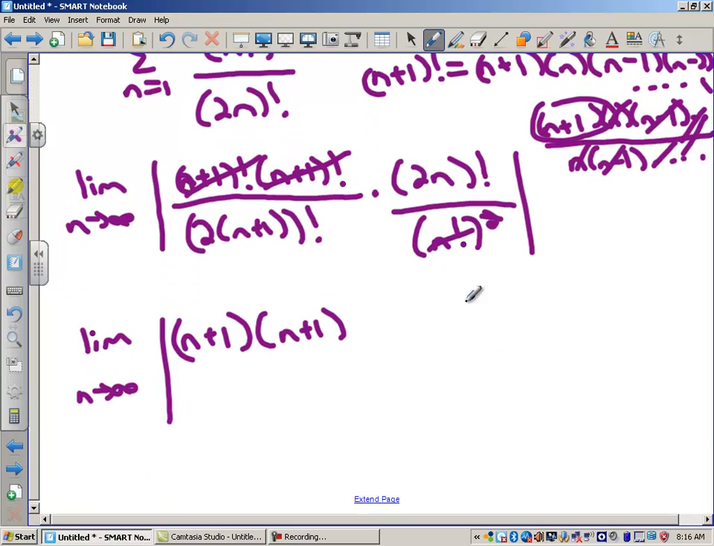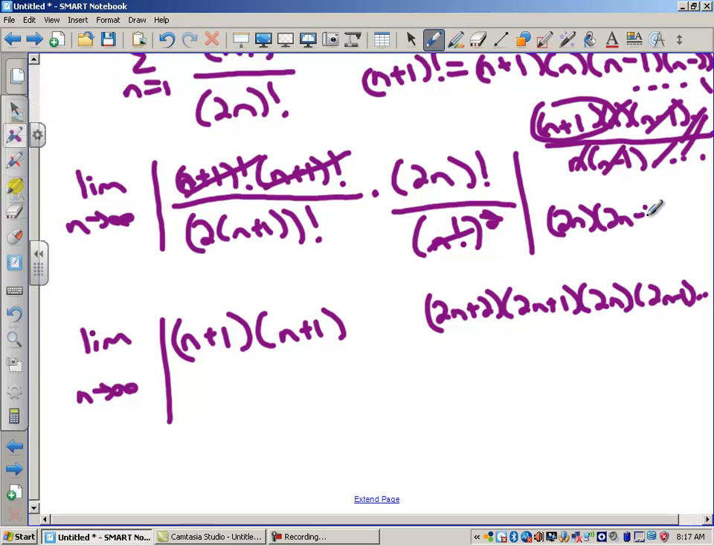I'm going to distribute the 2, and that's going to be (2n+2)!, which means (2n+2) times (2n+1) times 2n times (2n-1) and so on. That's what (2n+1)! will be. Now (2n)! is simply 2n times (2n-1) times (2n-2) and so on. You'll notice that once you get to the 2n, those things start to cancel, and we're left with just this.